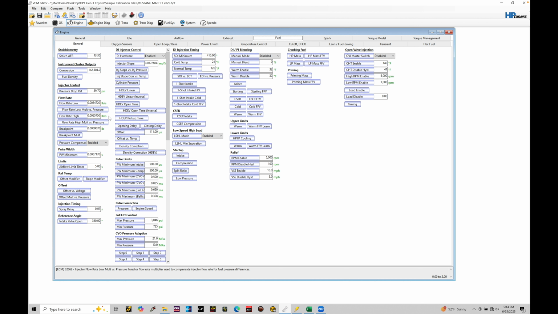If you've changed the MAF and injectors at the same time, it's going to be essentially chasing your tail, and you're not going to know where the error is coming from. Okay, so now that I've pointed that out, let's talk about what we have going on here.